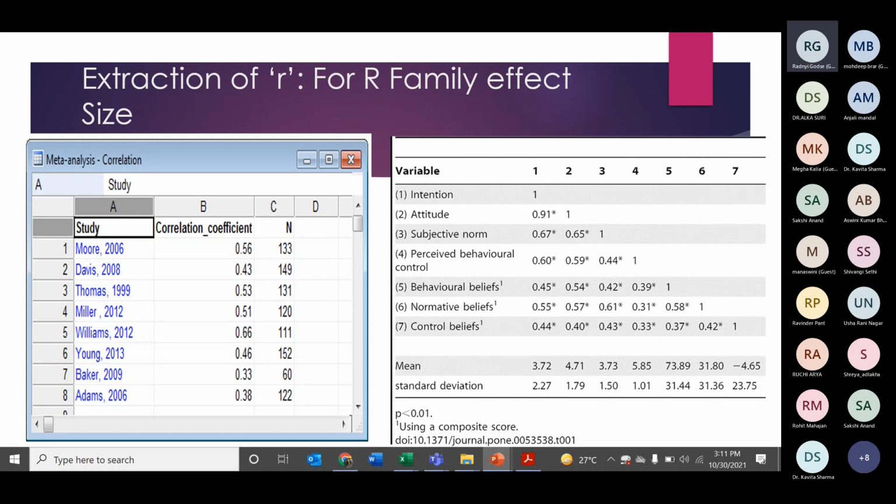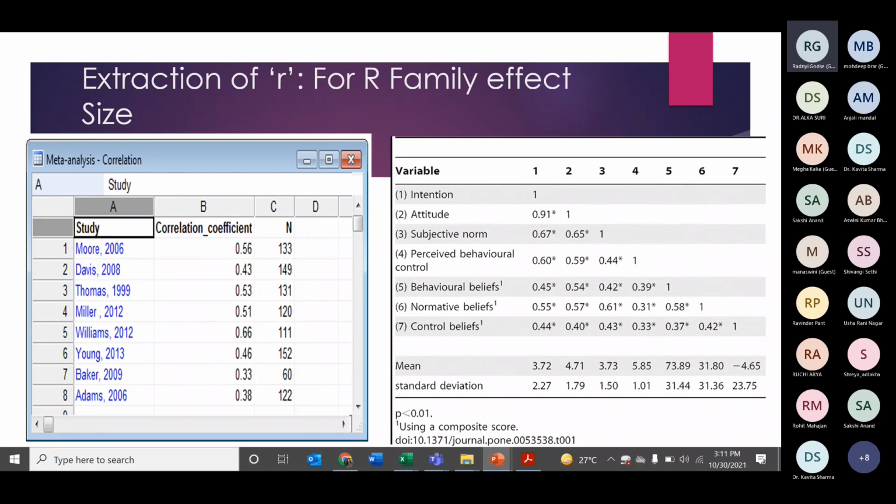In my paper, urge to buy and any correlational value of any other factor except for urge to buy is something that I have picked up from these papers. Okay, and then you make an Excel sheet that I've shown you already.